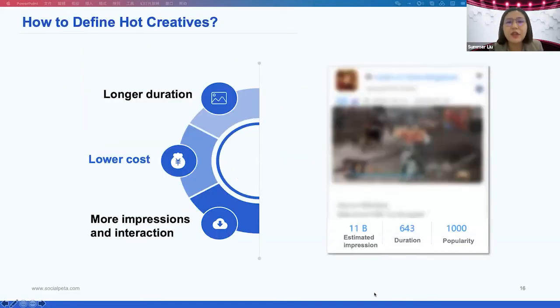The very first question is how to define hot creatives, especially since we know that hot creatives are crucial. From the observation of SocialPeta, we think there are 3 factors. One is that the creative should have a longer duration. The second is that it should have more or better estimated impressions. And the third is that it should have a lower cost. So let's see some cases.